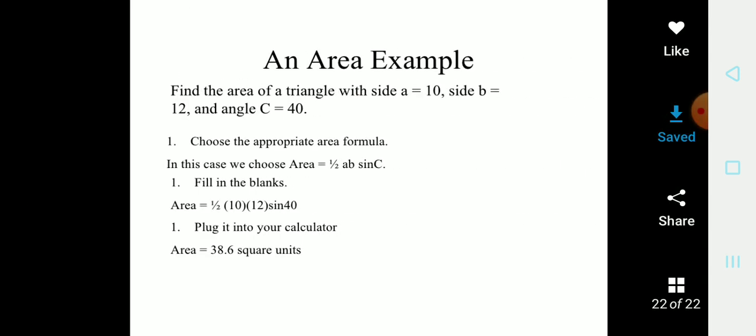Here is an area example: find the area of a triangle with side A equal to 10, side B equal to 12, and angle C equal to 40. Choose the appropriate formula. In this case we will choose area equals 1 over 2 AB sin C. Fill in the blanks: area equals 1 over 2 times 10 times 12 times sin 40. Plugging into the calculator, the area is 38.6 square units. That's all. Thank you.